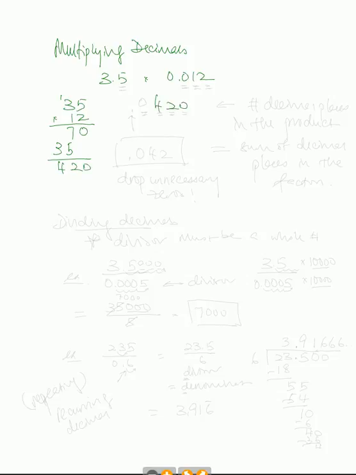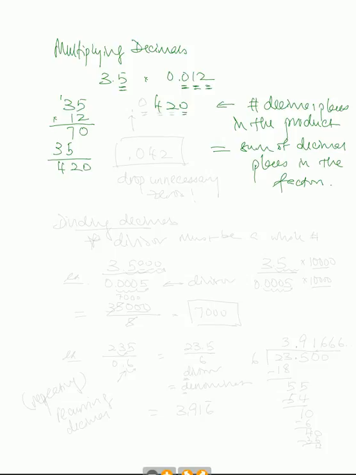So this is going to be 420, and this is where you have to count. The number of decimal places in the product equals the sum of the decimal places in the factors. So if you count what's in the factors, there's one decimal place right here, 2, 3, 4. That tells you that your final answer must have 4 decimal places.